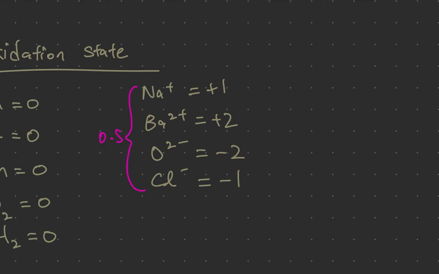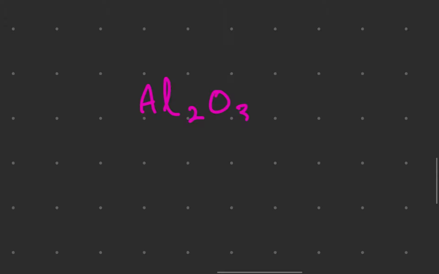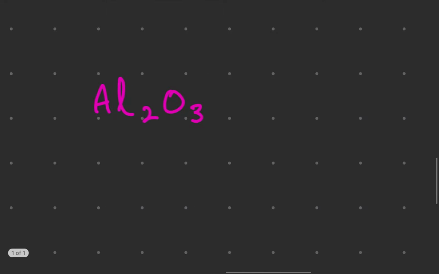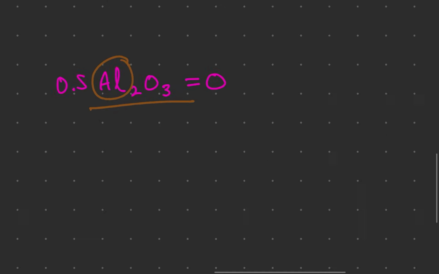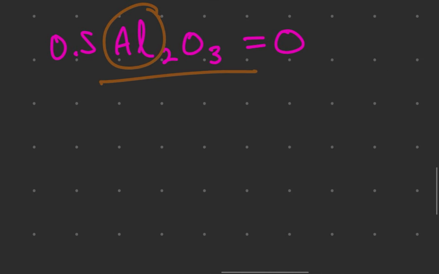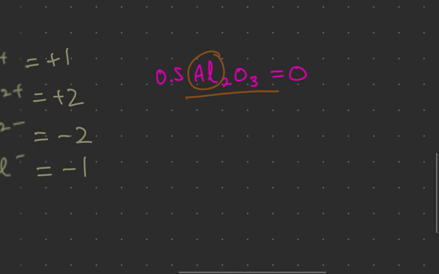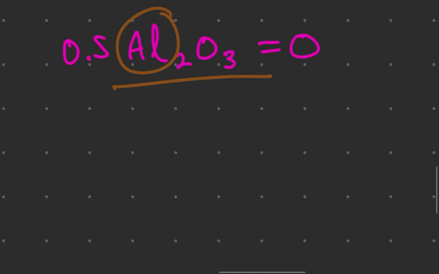Okay, so what about compounds? Yeah, compounds. Let's do aluminum oxide. As a compound as a whole, its oxidation state will equal 0. Well, let's say I want to find the oxidation state of aluminum in aluminum oxide. Now, how do I do that? Okay, so we have to look at them separately.